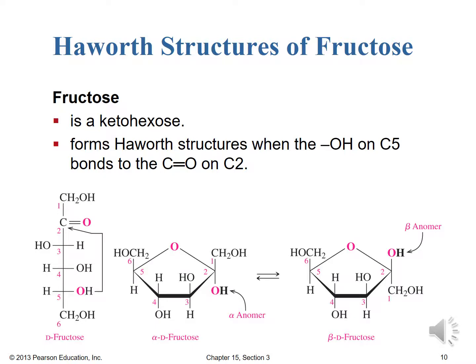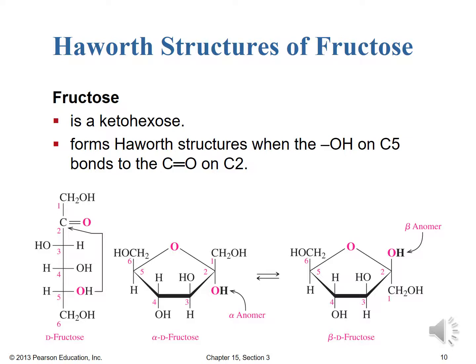We've focused so far on glucose, which is one of our very important monosaccharides. Let's talk about the Haworth structures of fructose now. Fructose, as opposed to glucose, which is an aldohexose, is a ketohexose. So it forms Haworth structures when the OH group on carbon 5 bonds to the carbonyl on carbon 2. We still had an OH group on carbon 5 for our glucose example, but it was the carbonyl on carbon 1. Now it's the carbonyl on carbon 2. And if you notice, that gives a 5-membered ring instead of a 6-membered ring.